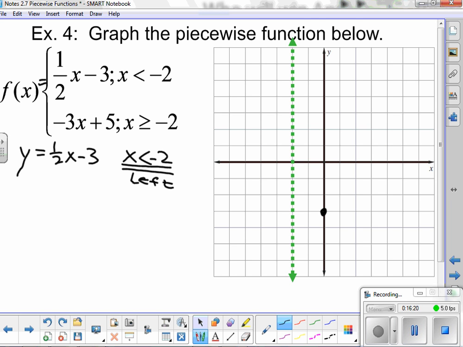Here's that. Then you're going to go up 1 and right 2. Now notice I didn't put a point on the green line, but I don't care. I don't need to put a point on the green line. All I need is my lines to intersect. And there you go. They intersected.